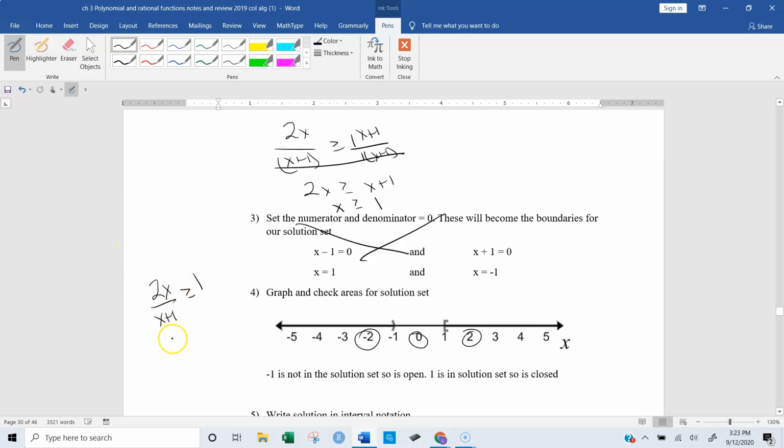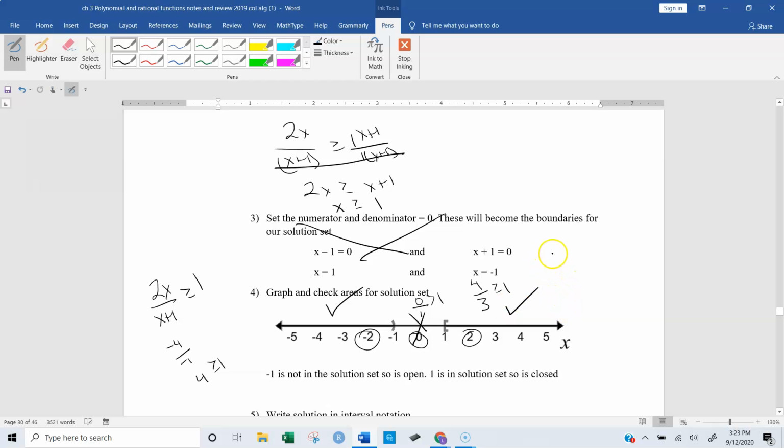So let's plug in -2. 2 times -2 is -4 over -1, which is 4. Is that greater than or equal to 1? The answer is yes, so this guy checks. Now let's plug in our 0. We're going to have 0 in the numerator over 1 in the denominator. Is that greater than 1? 0 is not greater than 1. That is false. Let's check the next one. 2 times 2 is 4 over 2 plus 1 is 3. Is this greater than or equal to 1? The answer is yes, so this checks.